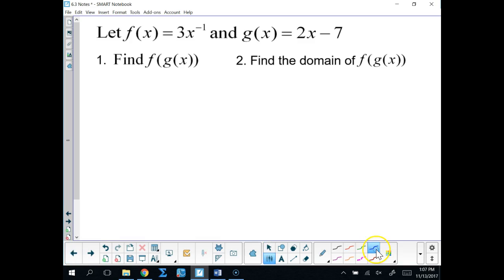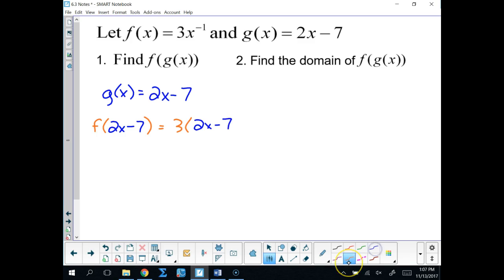g of x would be 2x minus 7. Okay? So that means then that f of 2x minus 7 would be 3 times the quantity 2x minus 7 to the negative first power.